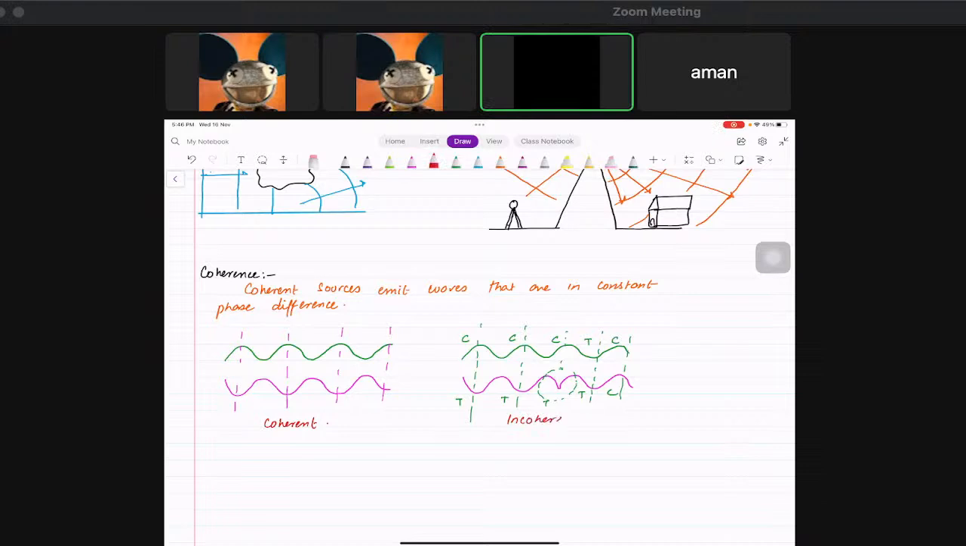Yes. So coherent just means that throughout the time they should have just one single phase difference, and it should stay constant throughout. Okay, you can draw this and write this down, and then we're going to go forward.